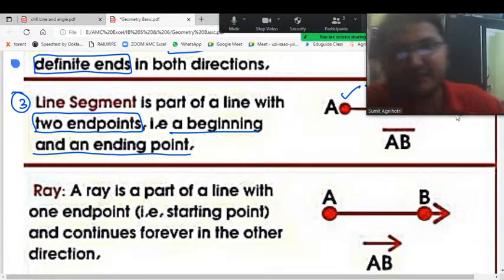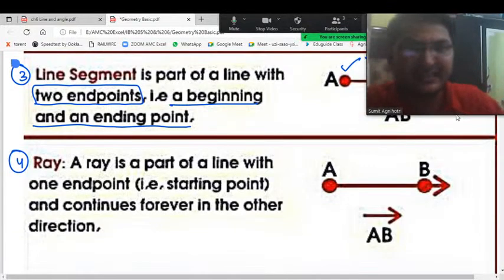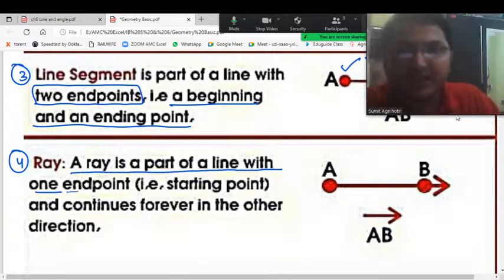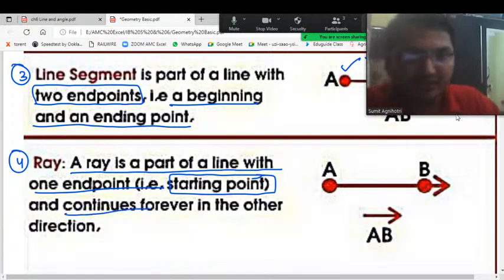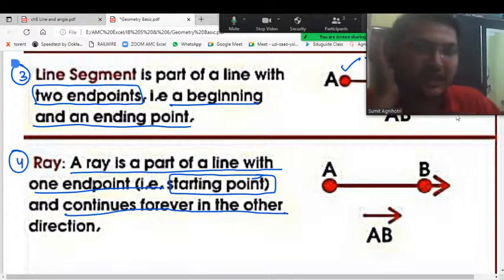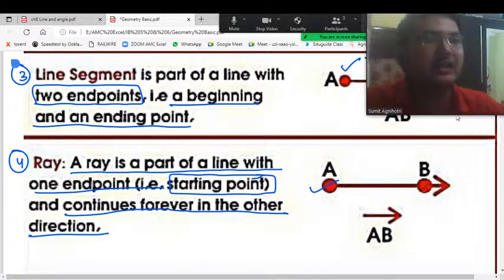And ray is the fourth thing you need to understand. A ray is also a part of a line which has one fixed end. A ray is a part of a line with one end point, that is one starting point, but it goes on to infinity, continuing forever in the other direction. The other direction is not fixed, it has no end point, but it has one end point that you can observe.